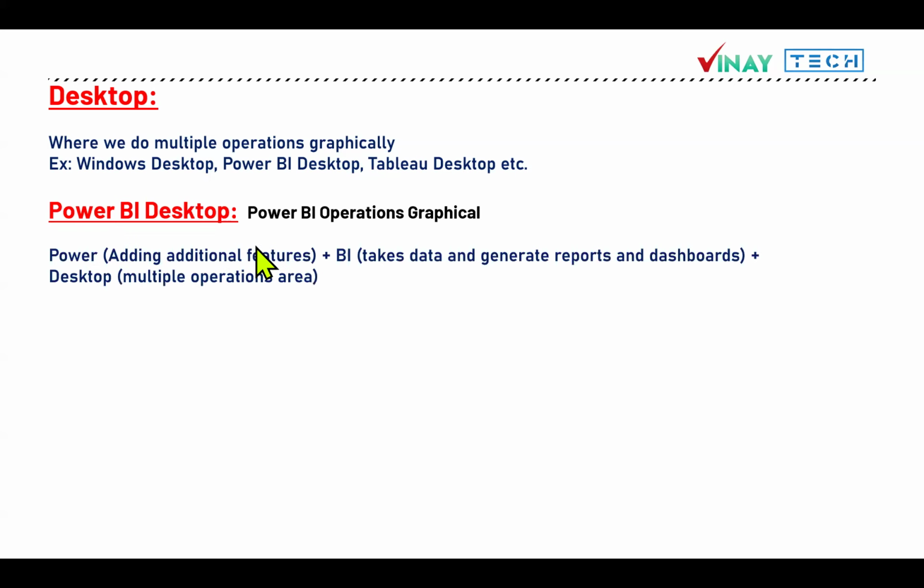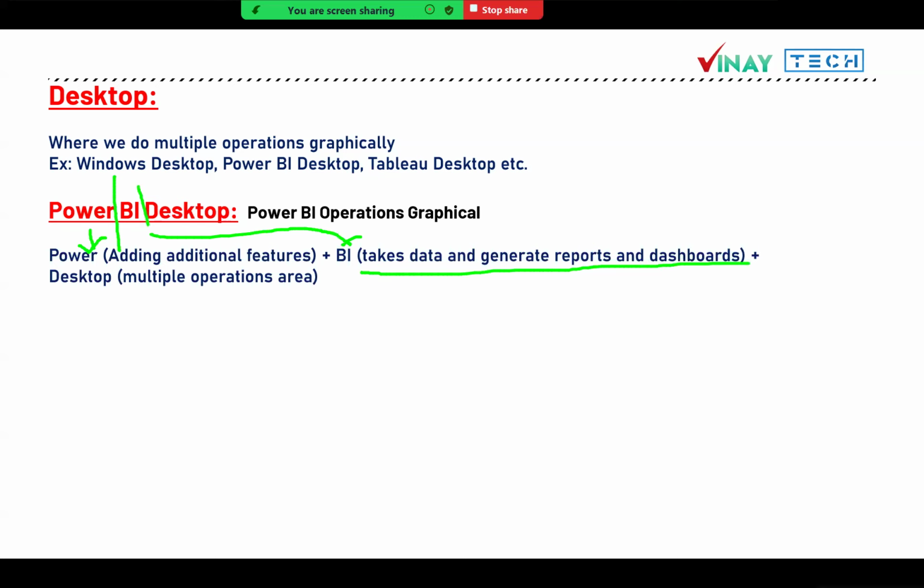So here, three words available. Power, adding more features. So adding more features. BI, for the end-to-end process. A report generation process, more features added. Desktop, graphical operations area. Three words combination: Power BI desktop. More features to the BI using graphical operations. That area is Power BI desktop.